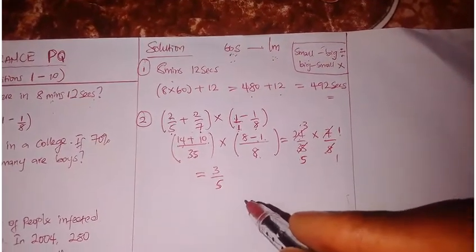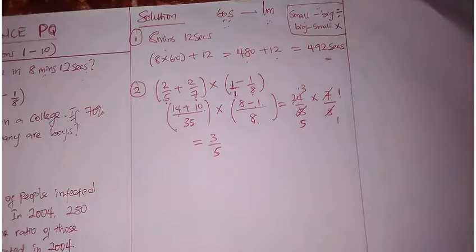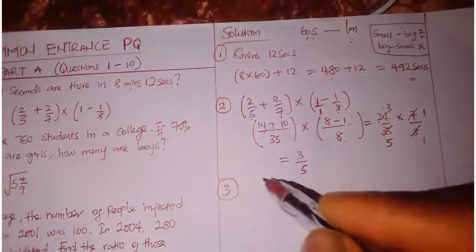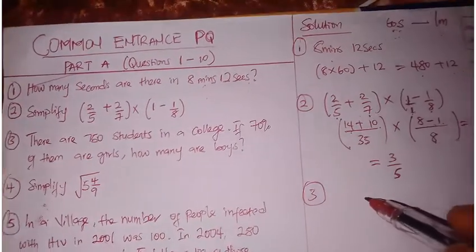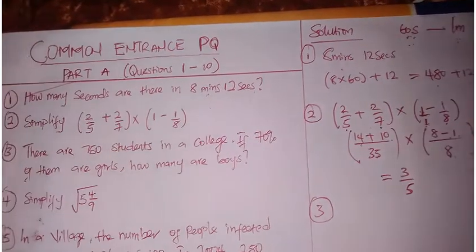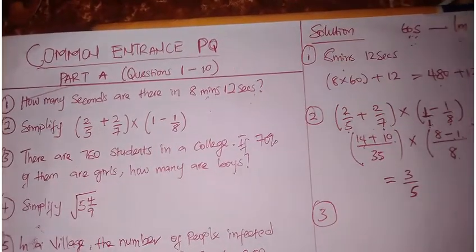So my answer is 3 over 5. Okay, now for number 3 question, what do we have? Number 3 question says that there are 750 students in a college. If 70% of them are girls, how many are boys?